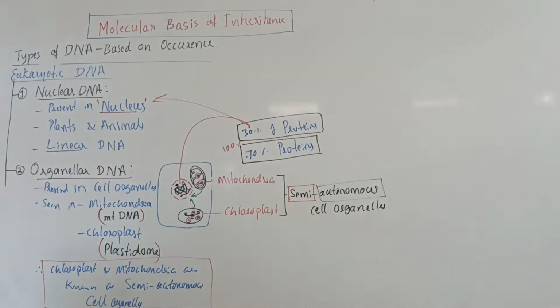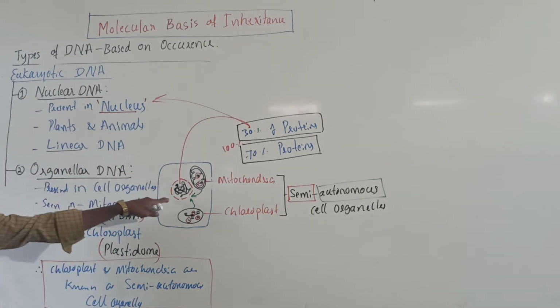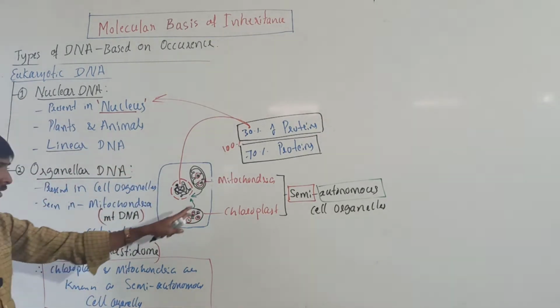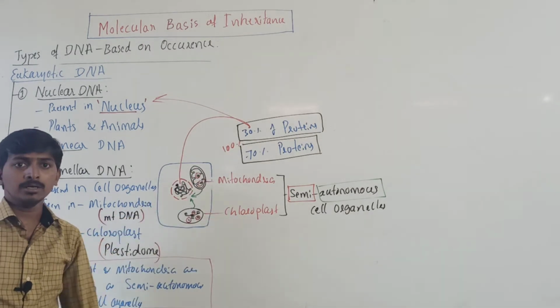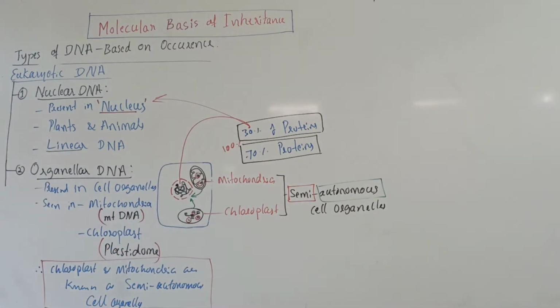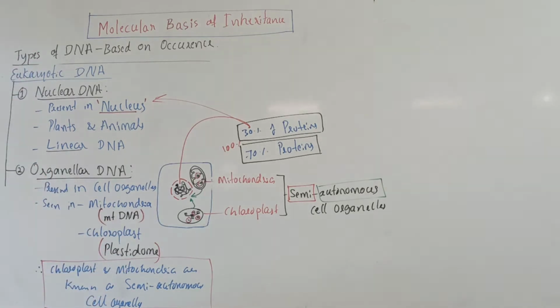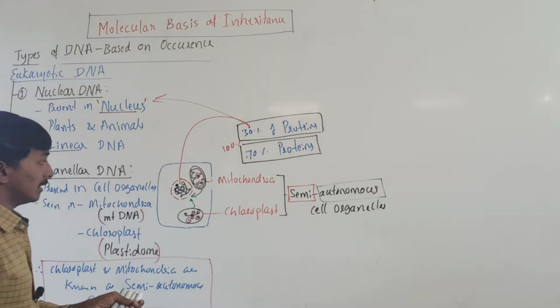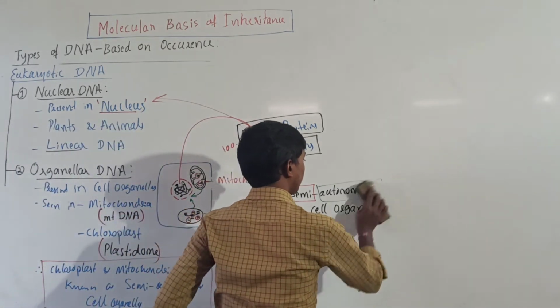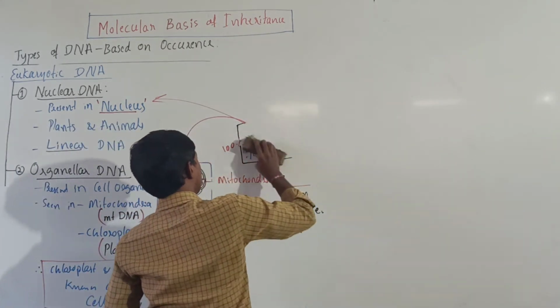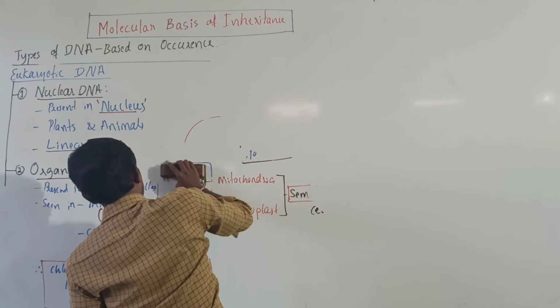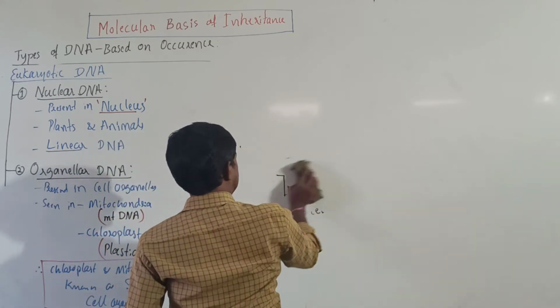You should know what nuclear DNA is, present in the nucleus, and what organelle DNA is, present in cell organelles like mitochondria and chloroplast. So these are the two types of eukaryotic DNA. Now we'll see the other type, the prokaryotic DNA.